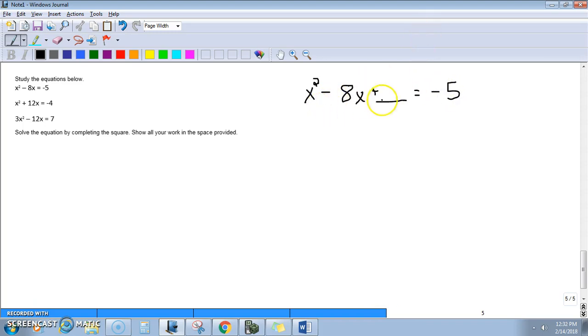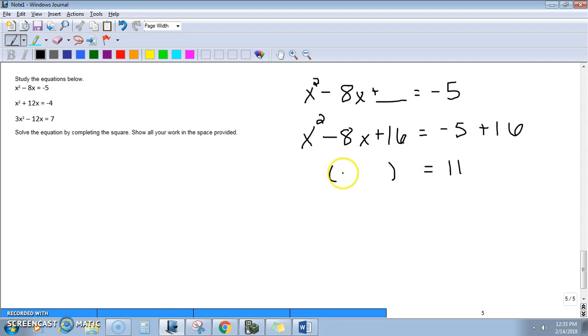All right, so I need to take half of -8, which is -4, and square it. And -4 squared is +16. And I've changed the equation. I've added 16 to one side, so I have to add 16 to the other side. So my right-hand side of the equation is +11. And my left-hand side, I'm going to change that. Remember half of -8 was -4? So I have x minus 4 squared.